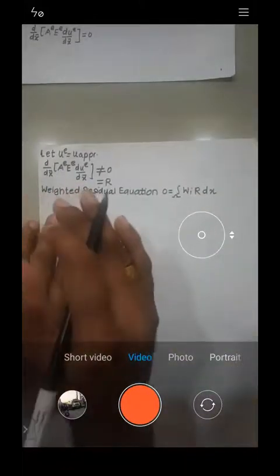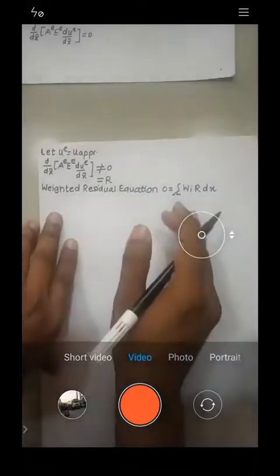W into R into dx, right? This is our weighted residual equation. Every step which we did in the last lecture for Rayleigh-Ritz, I am repeating the same. So I will put this here. So 0 is equal to integration.